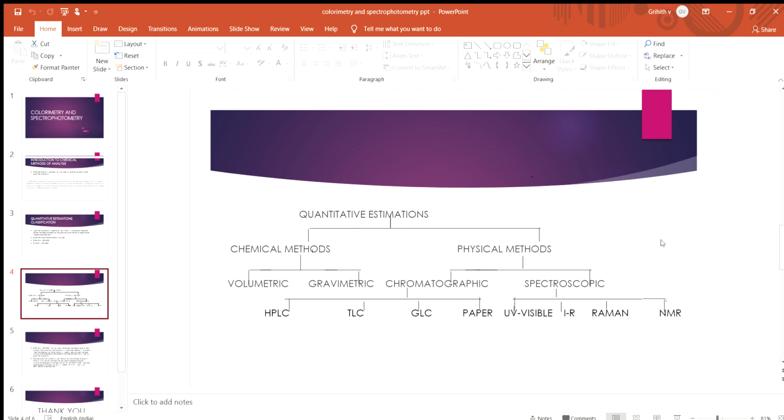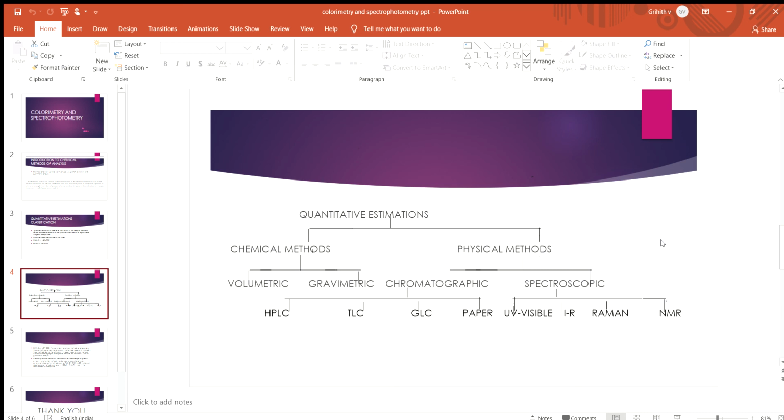What is an absorption spectrum? The spectrum produced by the absorbed radiation is called the absorption spectrum. This spectrum corresponds to the radiation absorbed in exciting the electron from a lower energy level to a higher energy level.